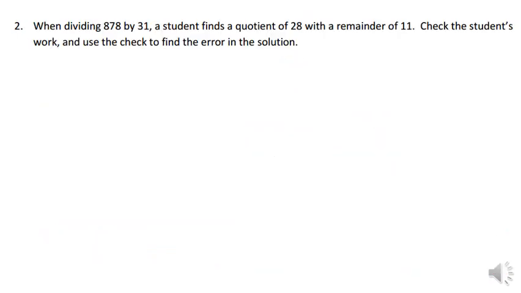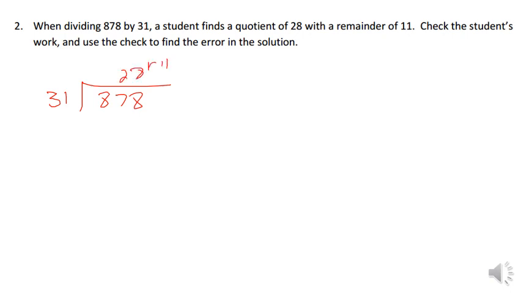That was a rougher problem. Now we're going to do a word problem. When dividing 878 by 31, a student finds a quotient of 28 with a remainder of 11. Check the student's work and use the check to find the error in the solution. All right, I'm going to put 878 divided by 31, and it says they got a quotient of 28, remainder 11.